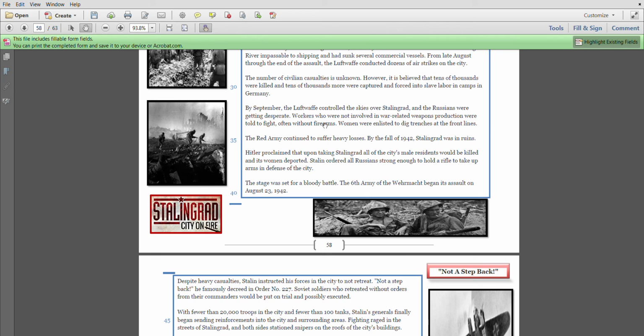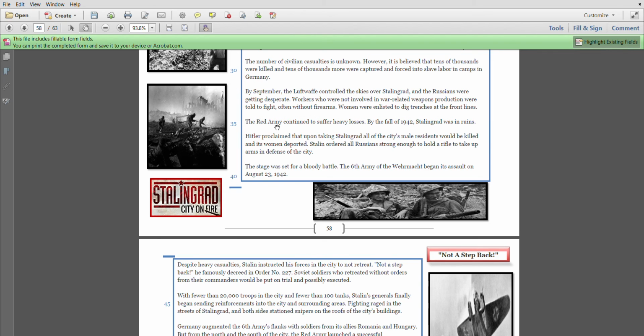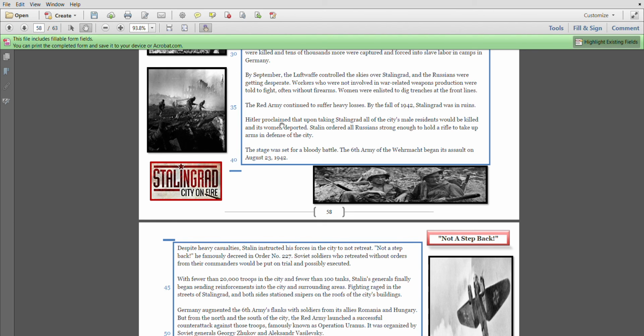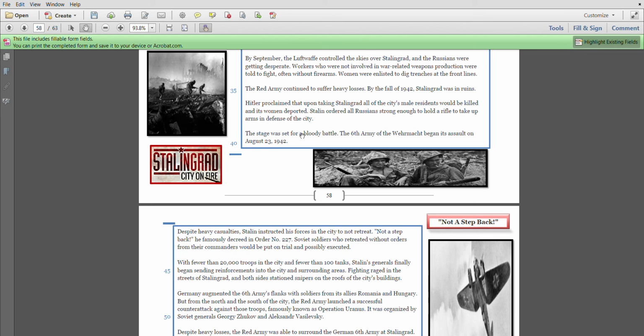Workers who were not involved in war-related weapons production were told to fight, often without firearms. Women were enlisted to dig trenches at the front lines. The Red Army continued to suffer heavy losses. By the fall of 1942, Stalingrad was in ruins. Hitler proclaimed that upon taking Stalingrad, all of the city's male residents would be killed and its women deported. Stalin ordered all Russians strong enough to hold a rifle to take up arms in defense of the city. The stage was set for a bloody battle.